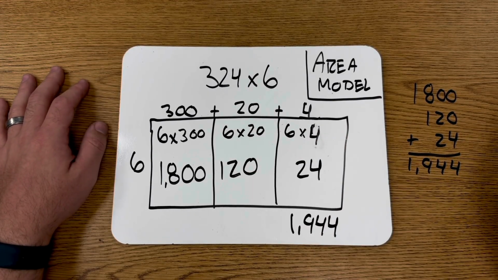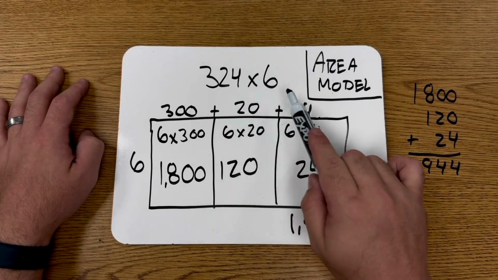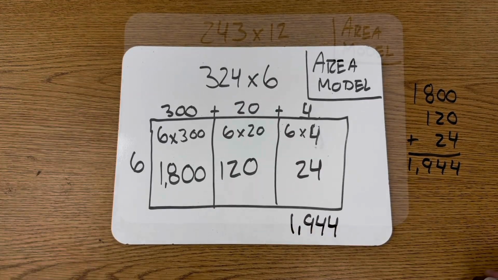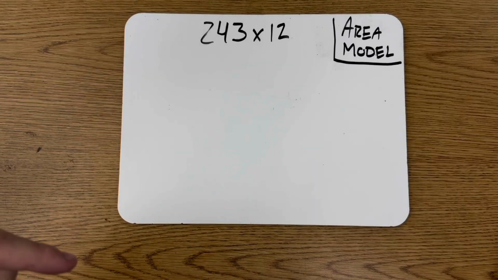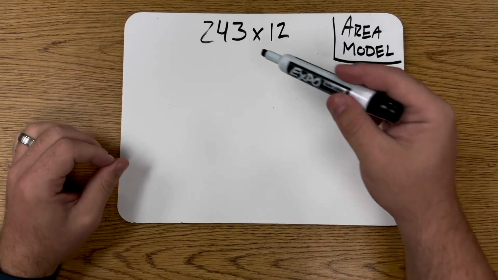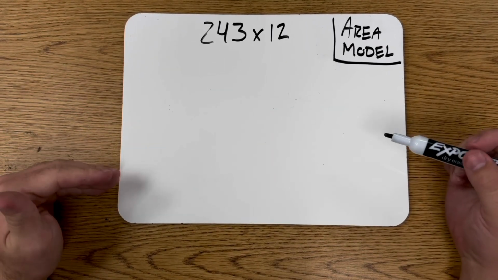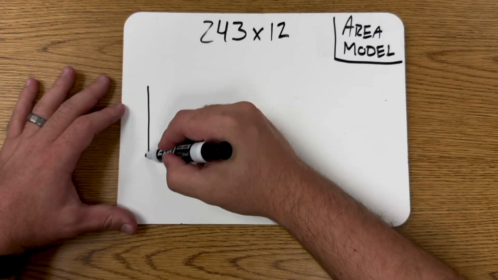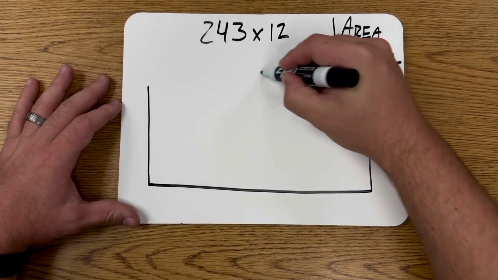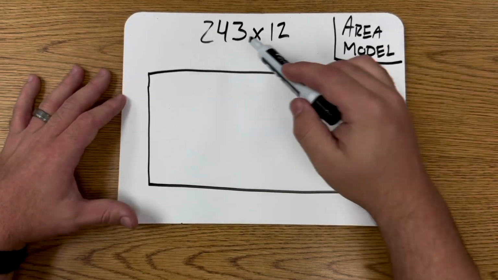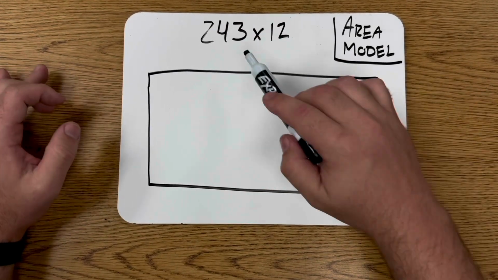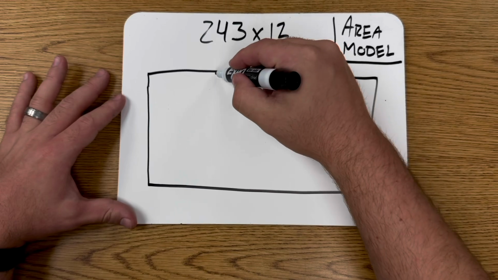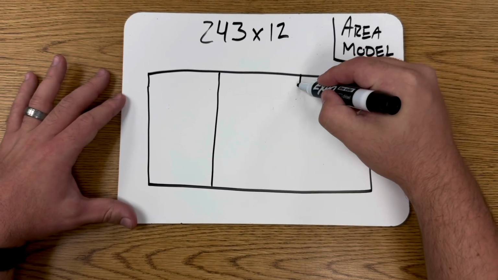Let's take a look and see what happens when we multiply a multi-digit number by a multi-digit number. All right, so this time we have 243 times 12, 2 multi-digit numbers. We're going to start out the same, so we're going to go ahead and draw our rectangle to take over our board here. And we're going to look at our larger number, see how many place values it is. It's up to the hundreds, so 3 place values. So we're going to split our board into 3 sections.